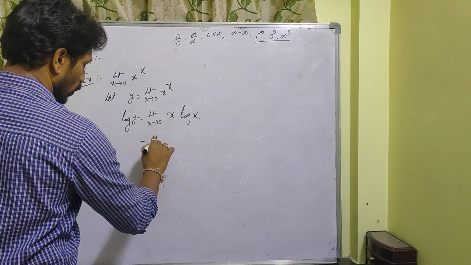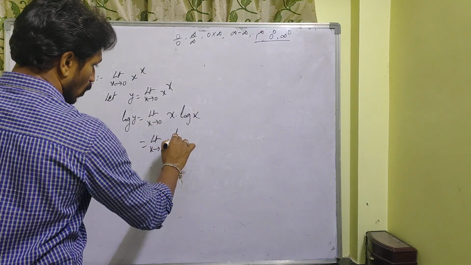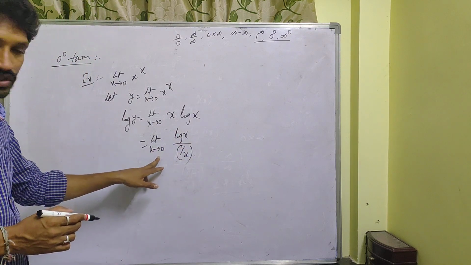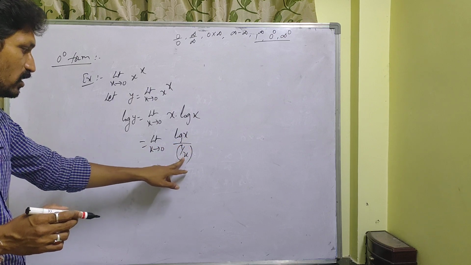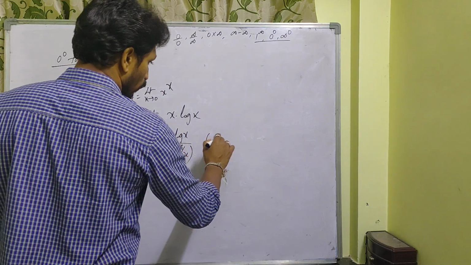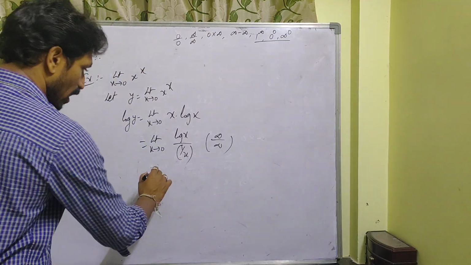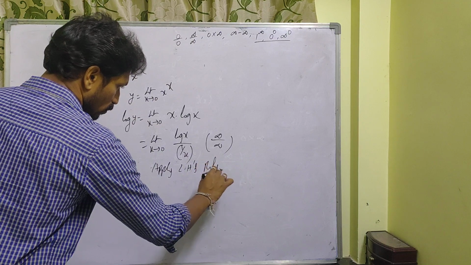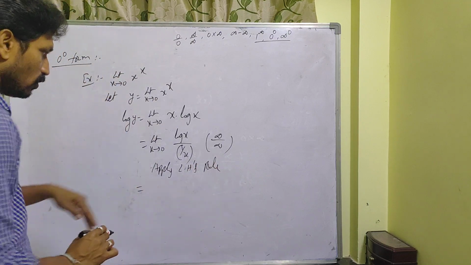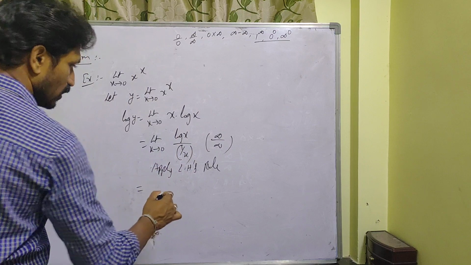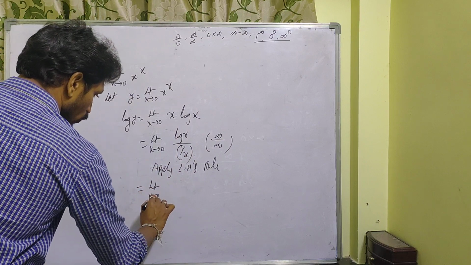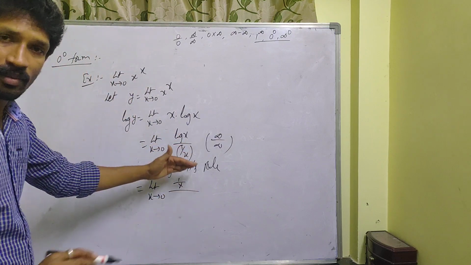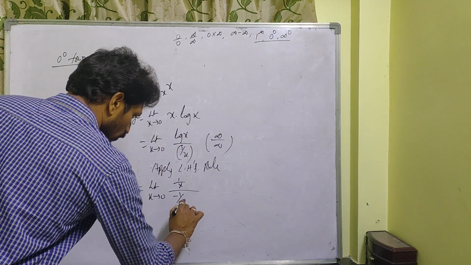So this one you can do here: limit x tends to 0, log x by 1 by x, you write. Now x tends to 0, log 0 is infinite, 1 by 0 is infinite. So it is in the form of infinite by infinite. Apply L'Hospital's rule. Okay, so what does it become? Limit x tends to 0, log x by 1 by x. The differentiation of log x is 1 by x, and the differentiation of 1 by x is minus 1 by x square.